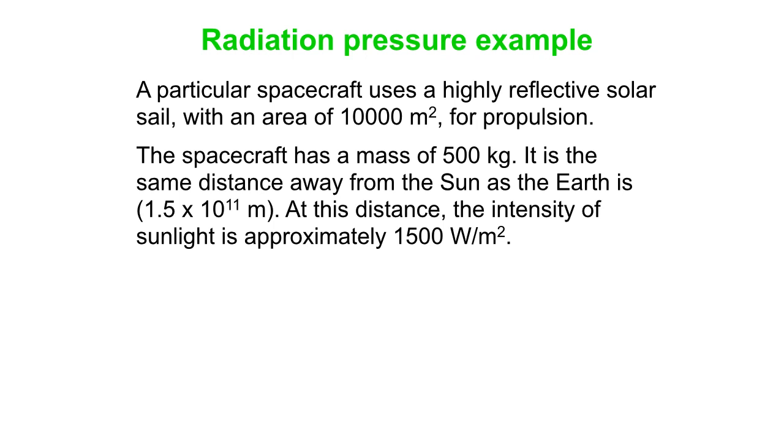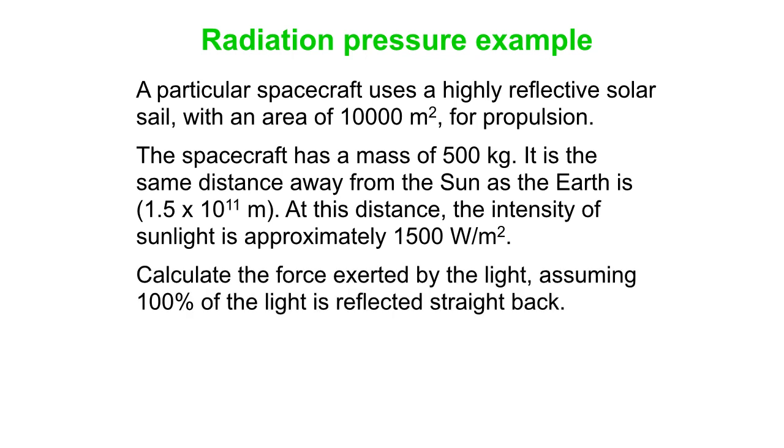And at this distance, the intensity of sunlight is about 1,500 watts per square meter. Well, wait a second. Didn't we just say it was 1,000? Well, this 1,500 number is for light above the Earth's atmosphere. The 1,000 number is after it's passed through the atmosphere and some has been reflected back into space. Okay, it gets cut down to about 1,000. Okay, but this is on the spacecraft out in space, so we can use the larger number, the 1,500 number.